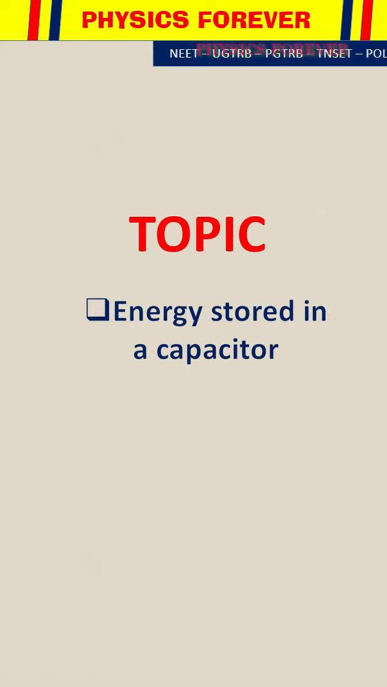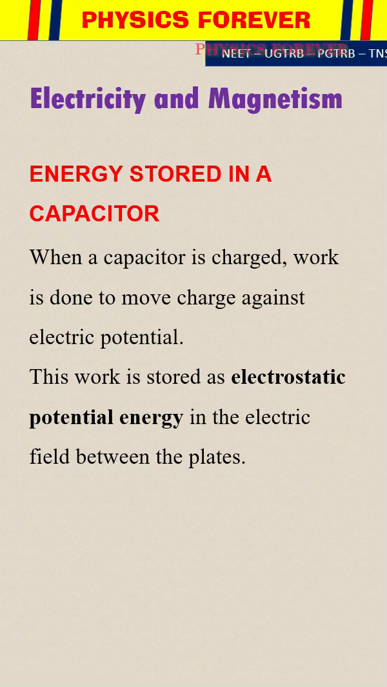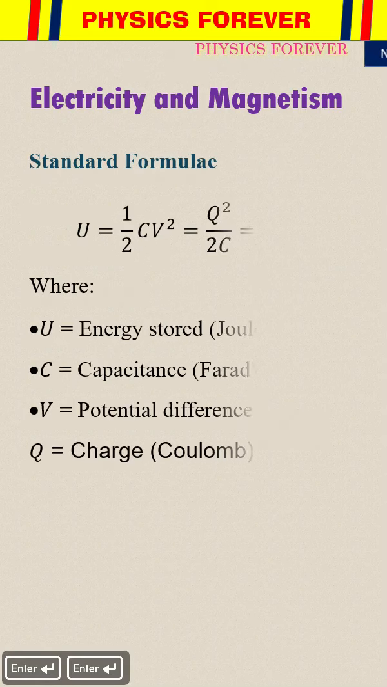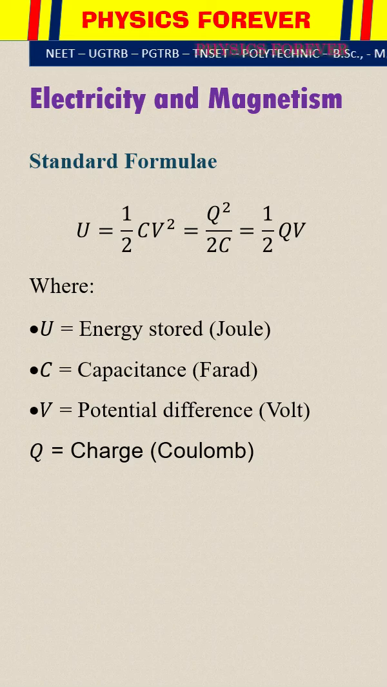Today in class we discuss energy stored in a capacitor. So how do we define it? When a capacitor is charged, charge moves against the electric potential. This work is stored as electrostatic potential energy. Okay, so what is the standard formula? U is equal to 1 by 2 QV.